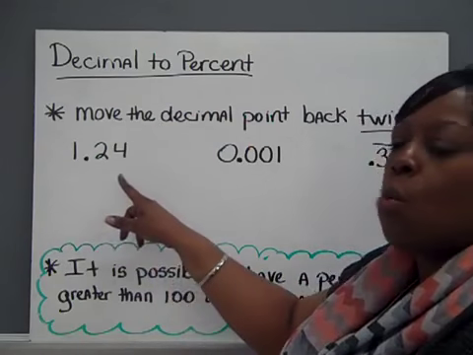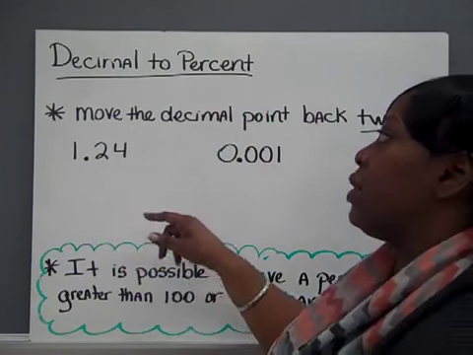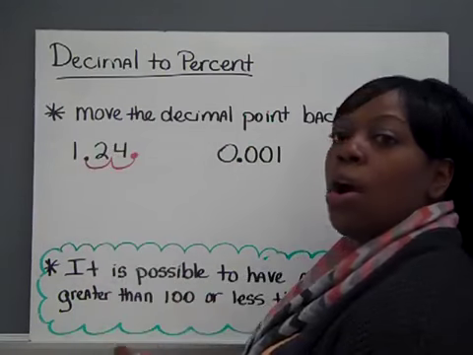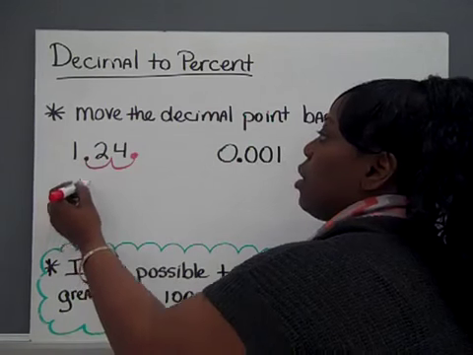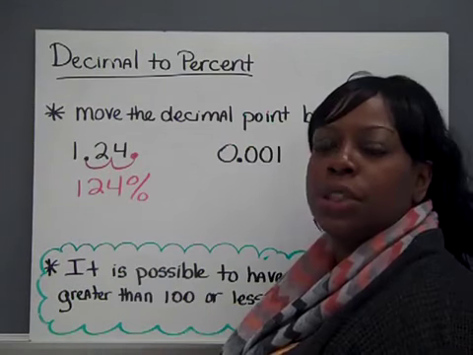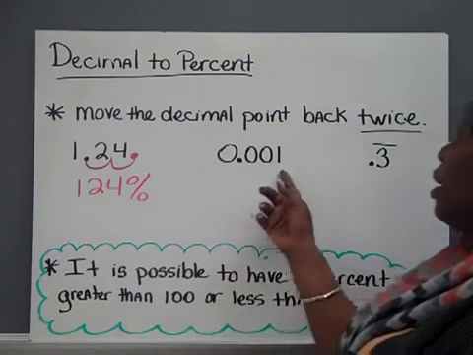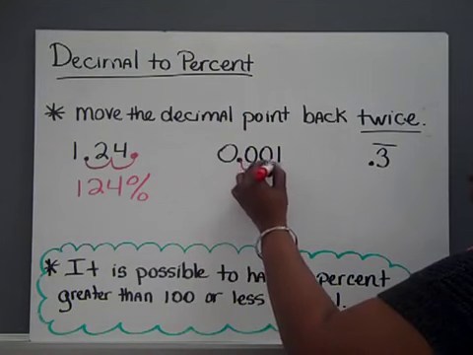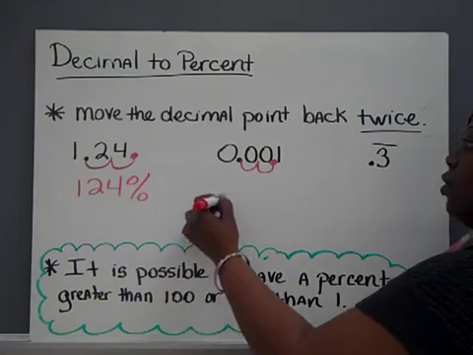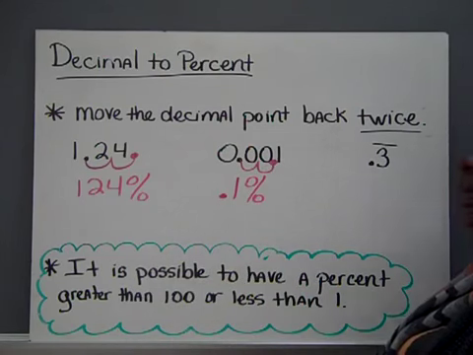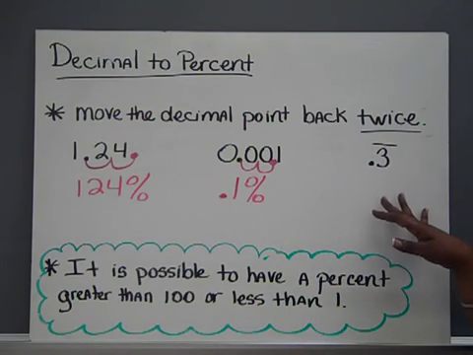So, for example, 1.24, we see where the decimal point is. We'll move it back twice. So now 1.24 is equivalent to, or changes to, 124%. Here we have 0.001. Doesn't really matter. You still move the decimal point back twice. You end up with 0.1%. Remember the repeating decimal from before, 0.3 repeating?